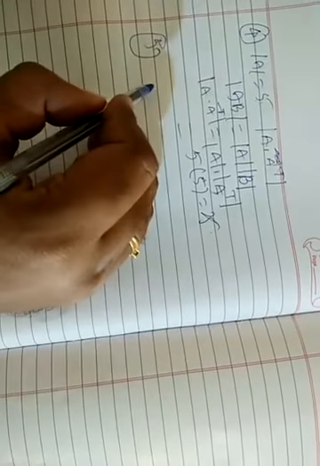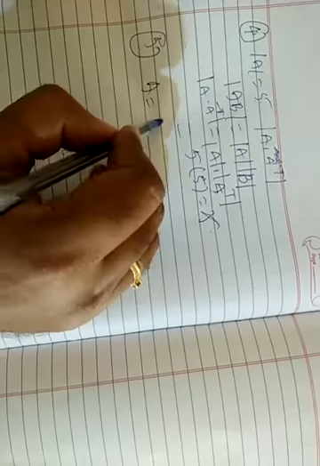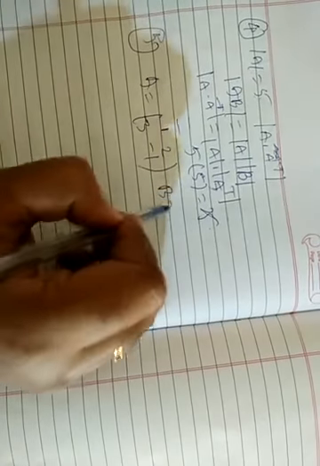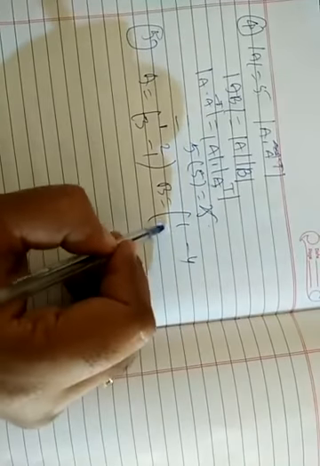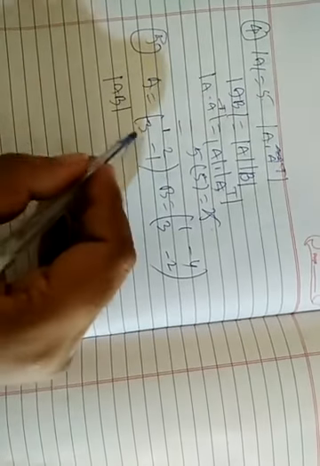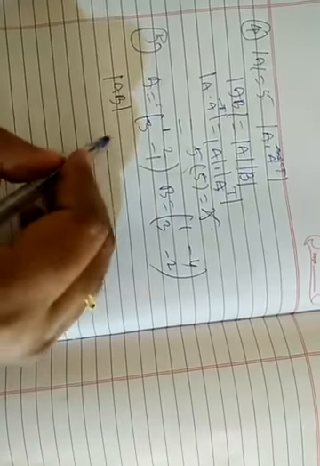Question number 5. Now question number 5 is also on matrices. A is having 1, 2, 3 and minus 1. B is having 1, minus 4, 3 and minus 2. So we need to find the determinant of AB. You can do this with a formula, or else you can find the matrix multiplication.